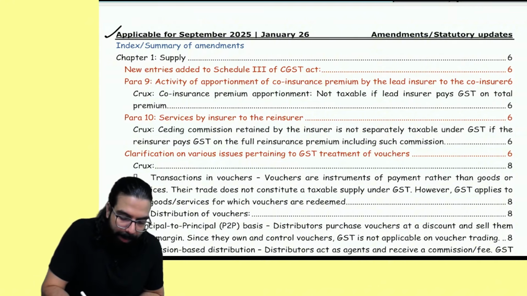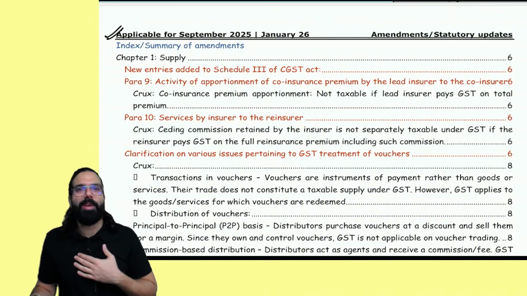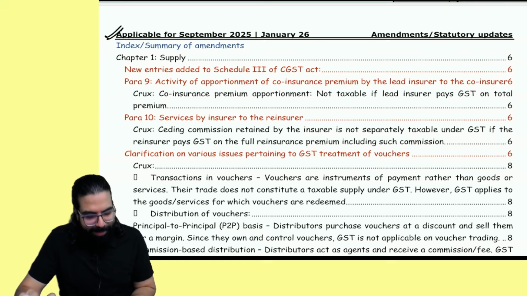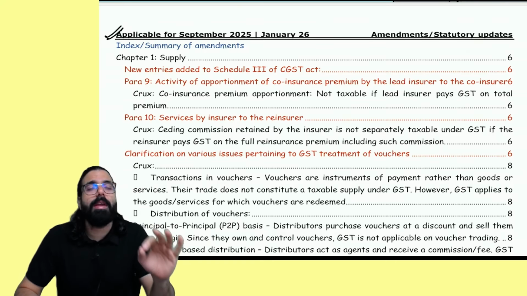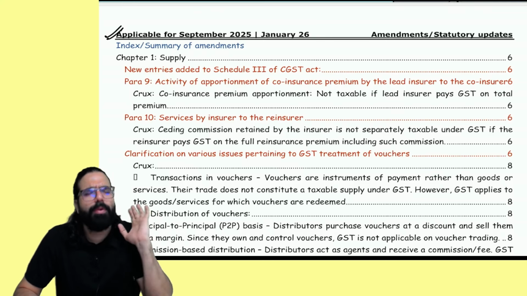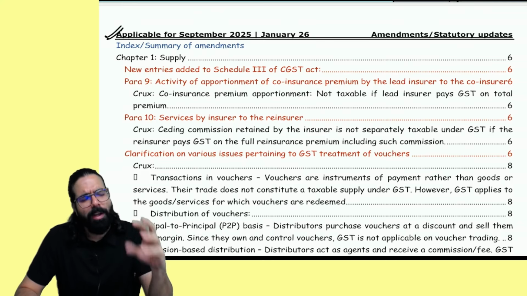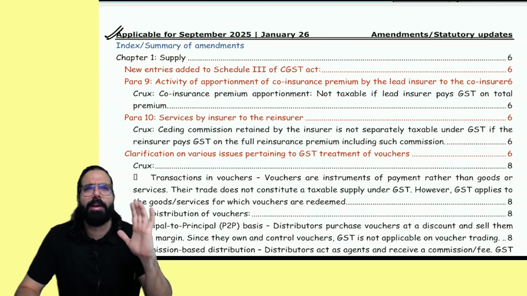We'll go ahead and start with the amendment. The first thing you will see is the index. Trust me, for the September exam, there are very, very few amendments. You don't have to worry at all about it. The amendments are extremely easy, and we'll cover them quickly.